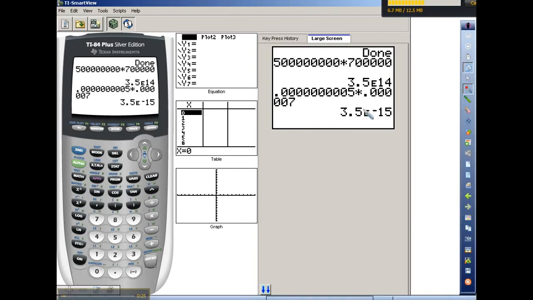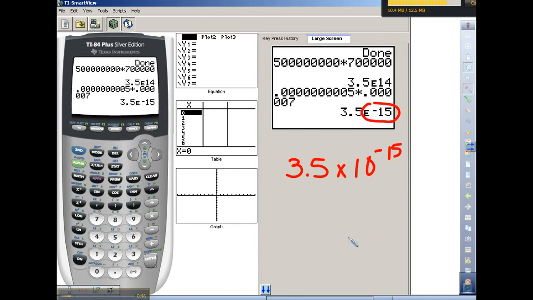And what this means, the 3.5, the calculator has converted your number to scientific notation. So your factor out front is 3.5. Notice how that's between 1 and 10. This is saying the exponent on your 10 is negative 15. That's what your calculator's telling you.